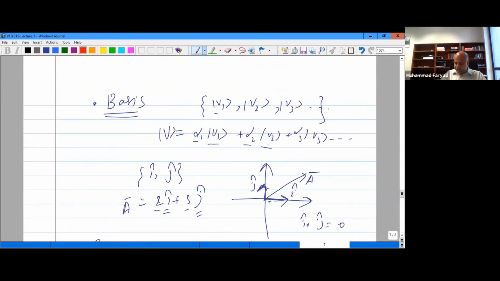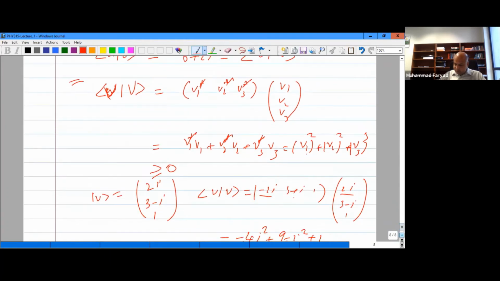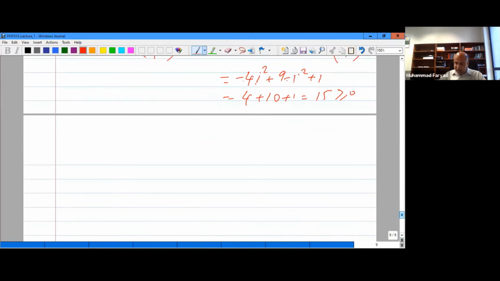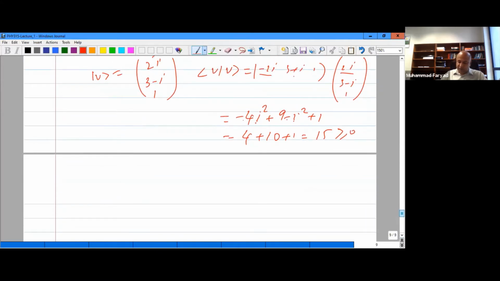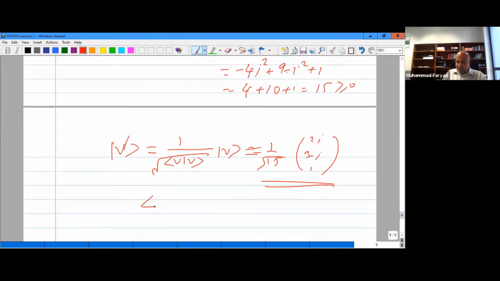And by the way, if we want a situation where the magnitude of a vector becomes 1, so this inner product becomes 1, what we can do is define another vector V prime, which is 1 over the square root of V square, into V. So for example, in this case, this becomes 1 over square root of 15 into 2 iota, 3 minus iota, 1. So now for this vector, if we compute this inner product with itself, this will come out to be 1. Such a vector is called normalized.